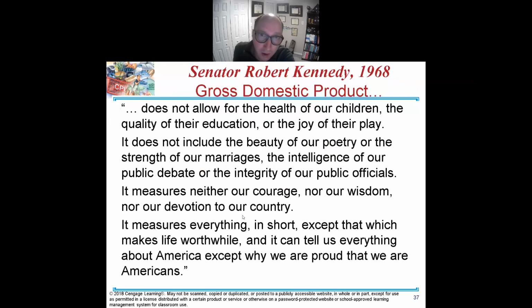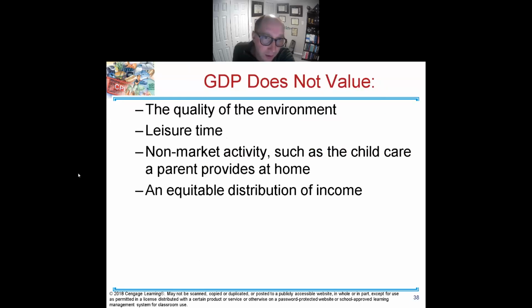Just a nice little quote from Kennedy, 1968.